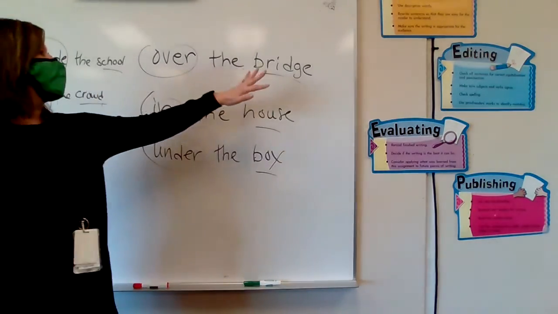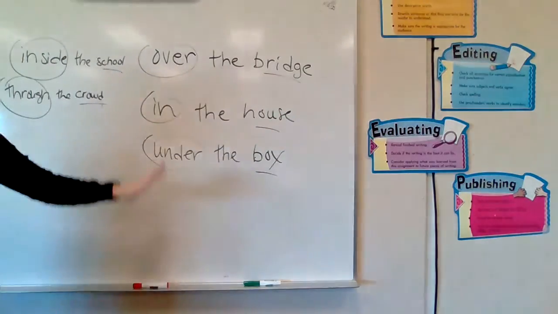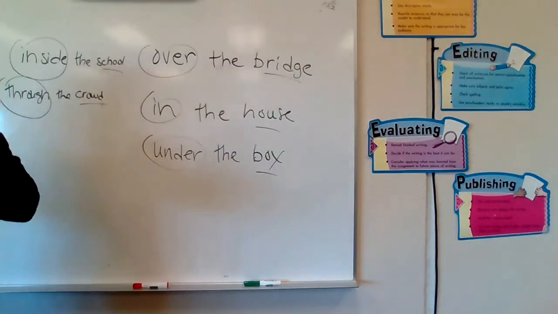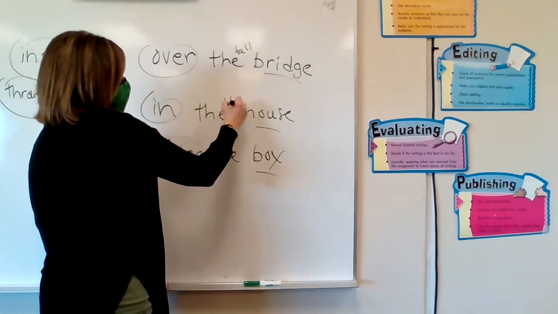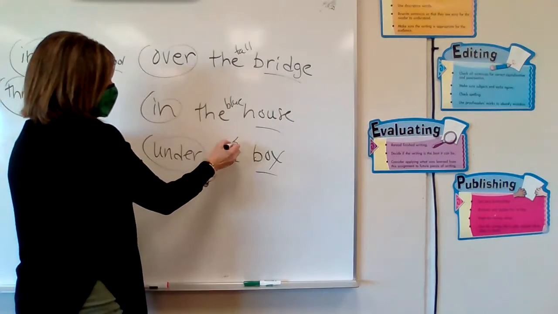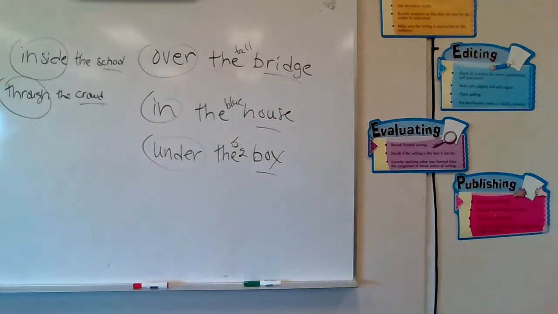These all start with a preposition, and they end with an object of a preposition. Anything in between are its modifiers. So we could say under the tall bridge, in the blue house, under the big box. Those are its modifiers. They're anything in between the preposition and the object of the preposition. So it says a prepositional phrase can be used as an adjective.